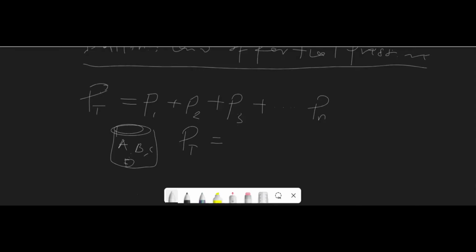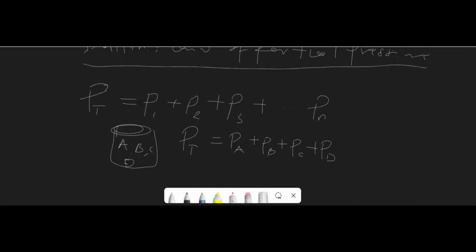So for you to get the total pressure of these gases, you just take the summation of the individual gases by saying the partial pressure of gas A plus the partial pressure of gas B plus the partial pressure of gas C plus the partial pressure of gas D. So if you now sum the partial pressure of these individual gases, then you are going to get the total pressure of the gases. It's just the summation of the partial pressure of the individual gases.